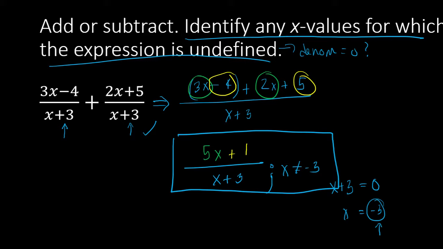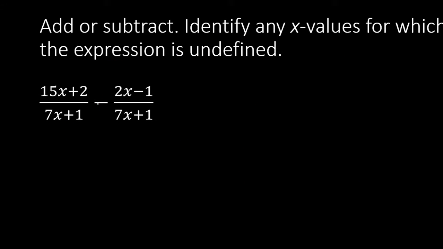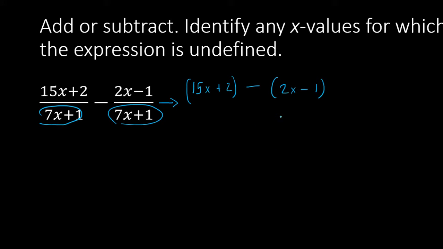Let's practice again. Once again, this time we're subtracting. Notice our denominators, that's the first thing you want to check. We have the same denominator here, so we can carry on with the subtraction. So we're going to take 15x plus 2, and we're going to subtract 2x minus 1. Notice that I had to keep this numerator in parentheses, right? Because I want to make sure that I'm not just applying this subtraction to the 2x, I need to also distribute it to the negative 1. My denominator stays the same, 7x plus 1.